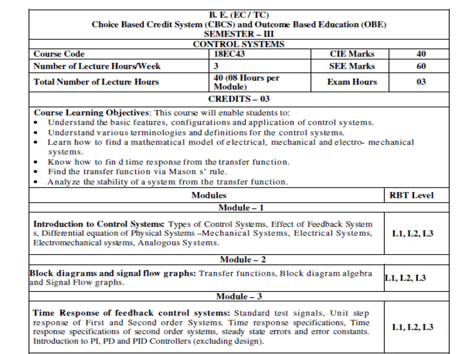This is the syllabus of control system subject. CIE marks is 40, SEE marks is 60, and the credit points is 3. Coming to the course learning objective, this course will enable the students to understand the basic features, configuration, and applications of control system, and various terminologies and definitions of control system. And also the students will be able to find the mathematical model representation of electrical, mechanical and electromechanical systems.